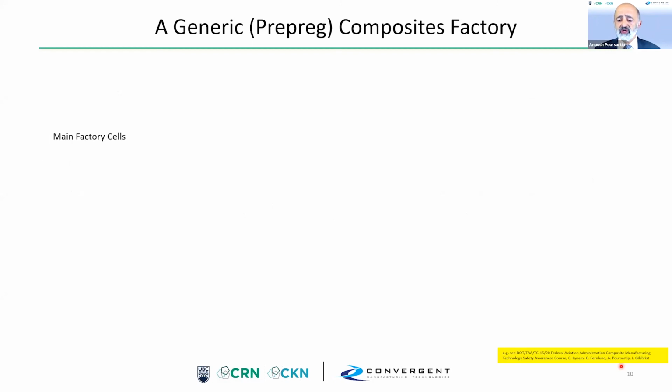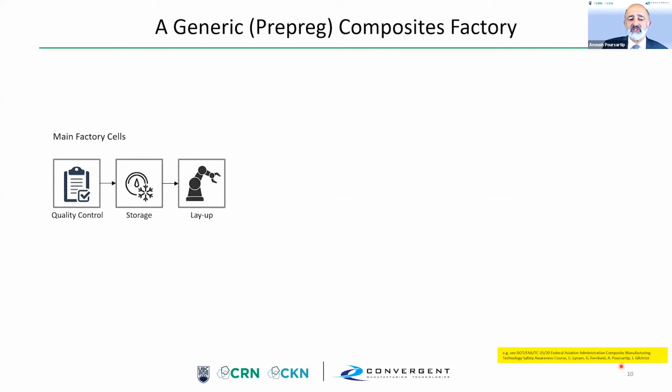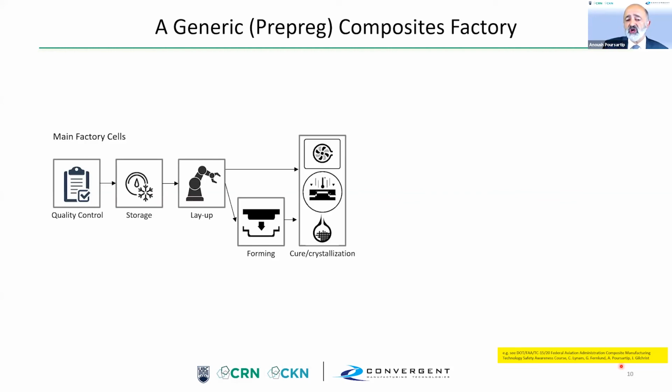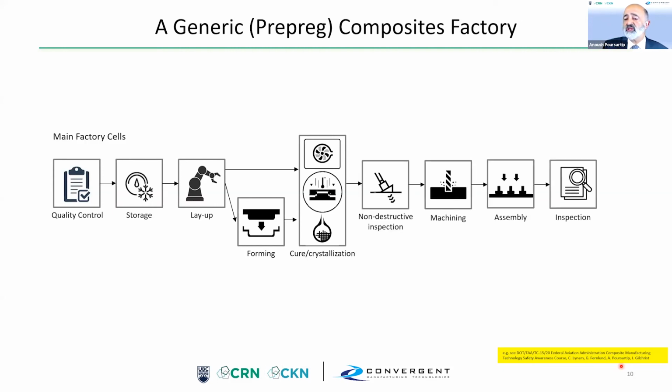So let's very quickly visualize a simple composites factory. In a pre-preg factory, for example, we have incoming quality control on the material coming from our material supplier. We store it, we take it out, we lay up a part, we may lay up the final shape, or we may lay up a flat charge and then form it. We then transform it, if it's a thermoset, by curing it. We NDI it, we machine it, we assemble it, we inspect it, we ship it.